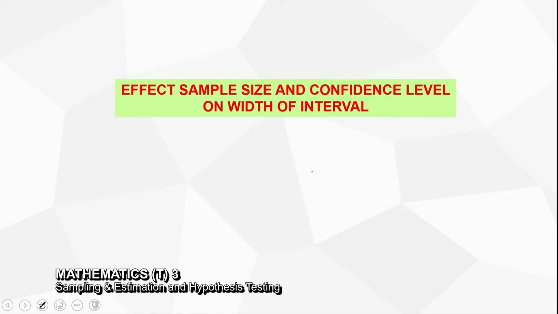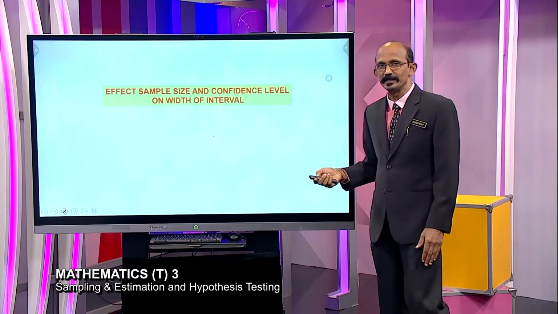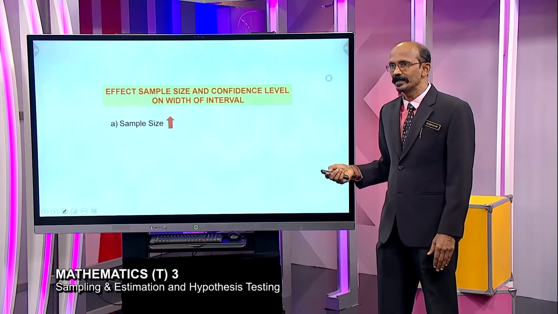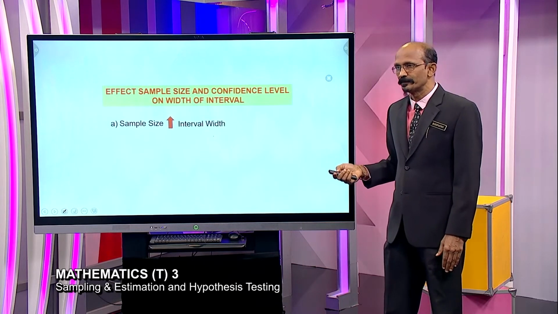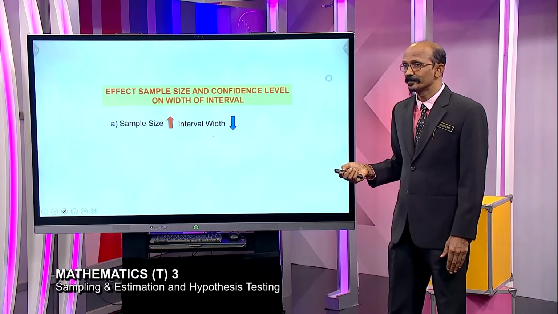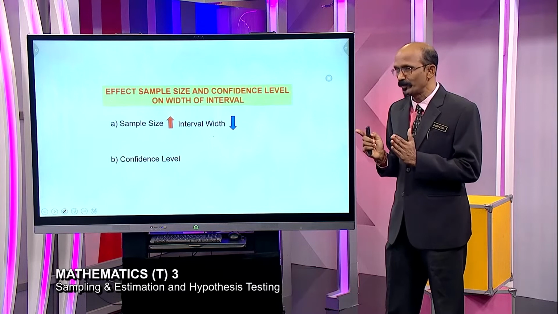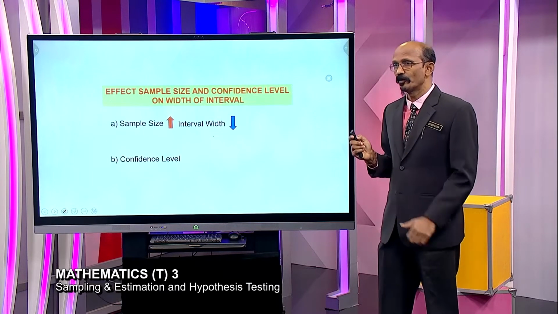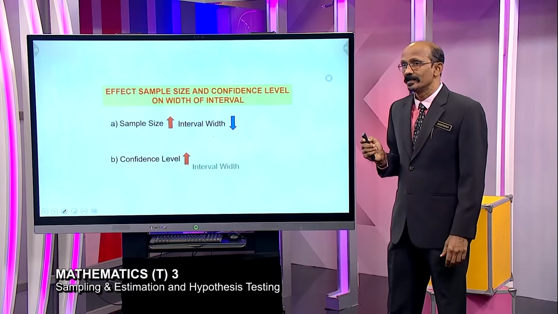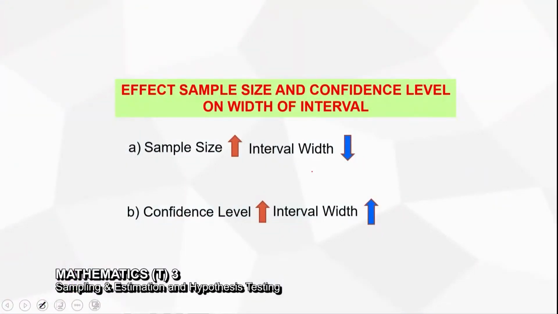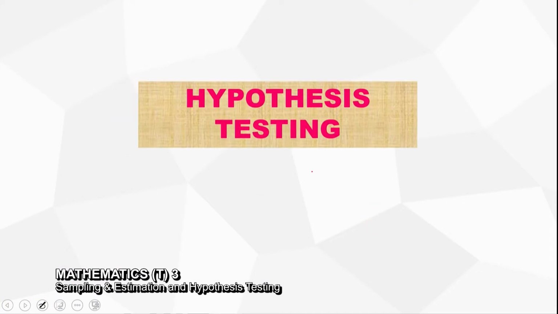So, the effect of sample size and confidence level on the width of the interval. You should know that when sample size increases, the width of the interval will decrease. We want to make the interval much narrower. When confidence level increases, the interval width will also increase. So narrower is much better. We continue.